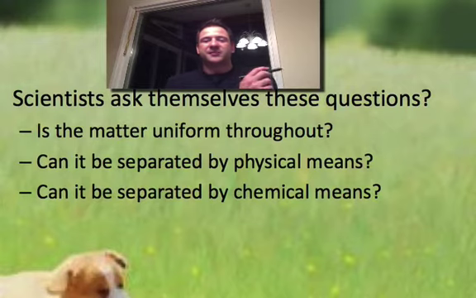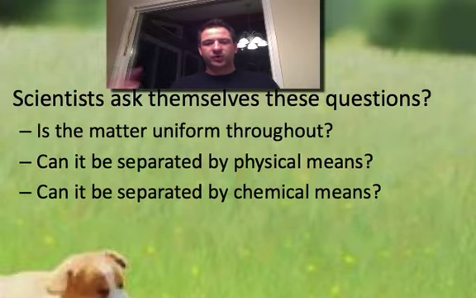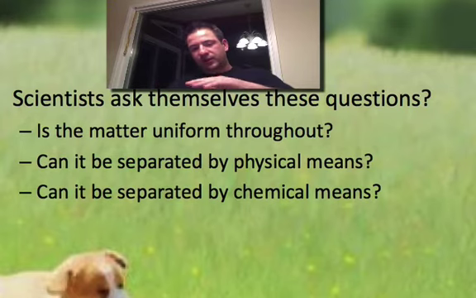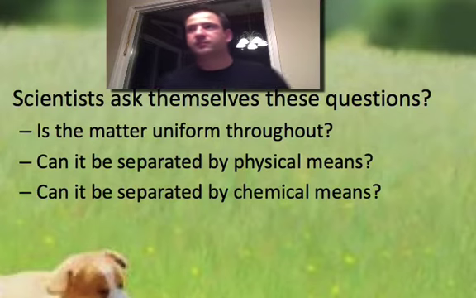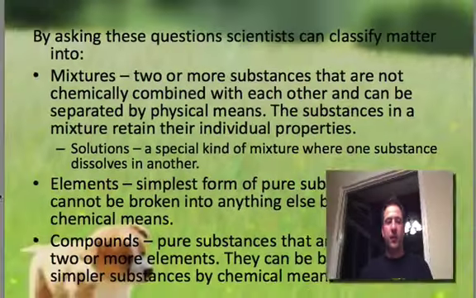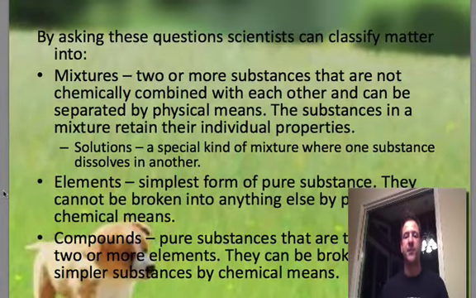So scientists ask themselves a few questions. Is matter uniform throughout, which means it's the same, kind of like a ball team, where the players all wear uniforms and they're all the same? That's how you can remember uniform. Can it be separated by physical means? Can you physically separate it, like taking the M&Ms out of the trail mix, or using a strainer? Or can I separate it by chemical means, and dissociate it? By asking those questions, you can classify matter into three things: mixtures, elements, and compounds.